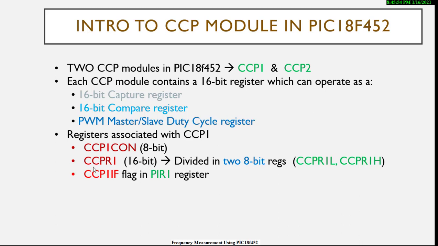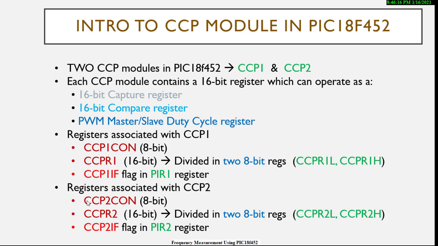The third important thing associated with the CCP module is the CCPx interrupt flag, which is located in the PIR1 register. Now this interrupt flag will have its own functionality. The same registers are associated with the CCP2 module.